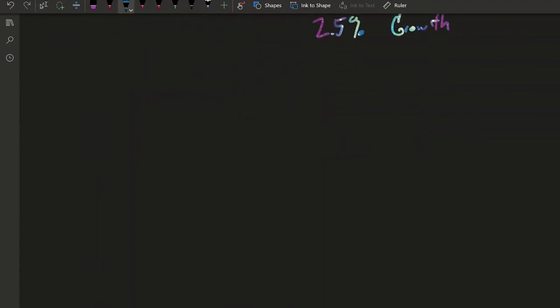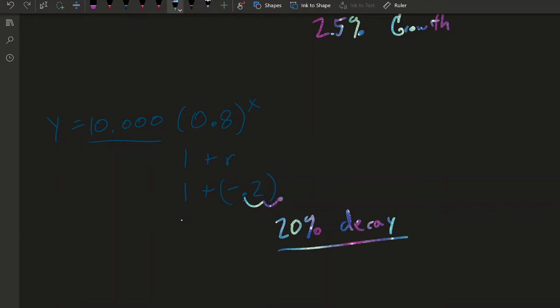Now another scenario would be y equals 10,000 times 0.8 to the x. So if I look at this, the 10,000 is the starting amount. That's pretty easy to deal with. But now I need to change this into 1 plus something. What number do I add to 1 in order to turn it into 0.8? Well, that would be 1 plus negative 0.2. So moving the decimal point over 2 spots, this represents a 20% decay. So this person would be starting off with $10,000, but then losing 20% of their money every year or month or week or whatever x stands for in this case.